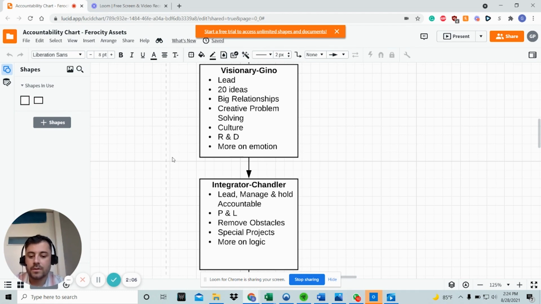So underneath me is Chandler, our integrator. The most important role, I would say, in the whole entire business is the integrator. Their job is to make sure that everyone, you can see in the first sentence, leads, manages, and holds everyone accountable. Everyone meaning the department heads underneath, which we'll get into. Their job is also to monitor the P&L, the profit and loss statement of the company. So they're the backbone of the company.